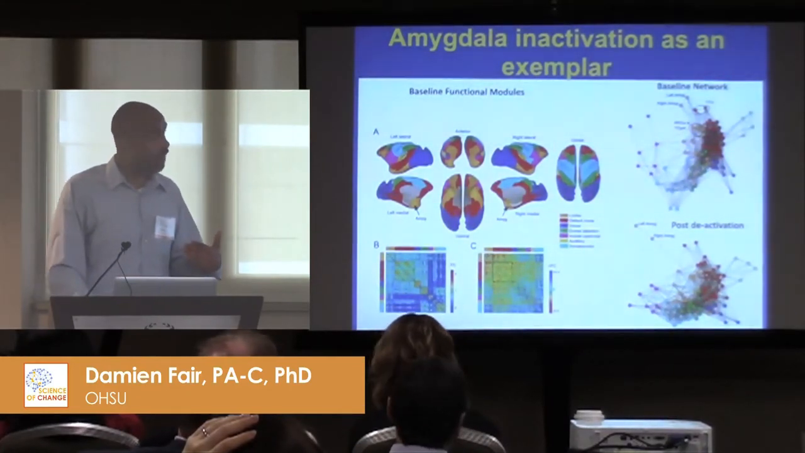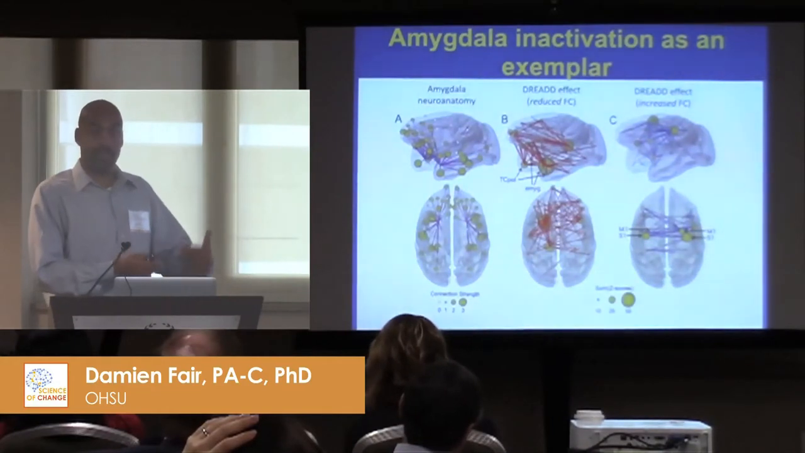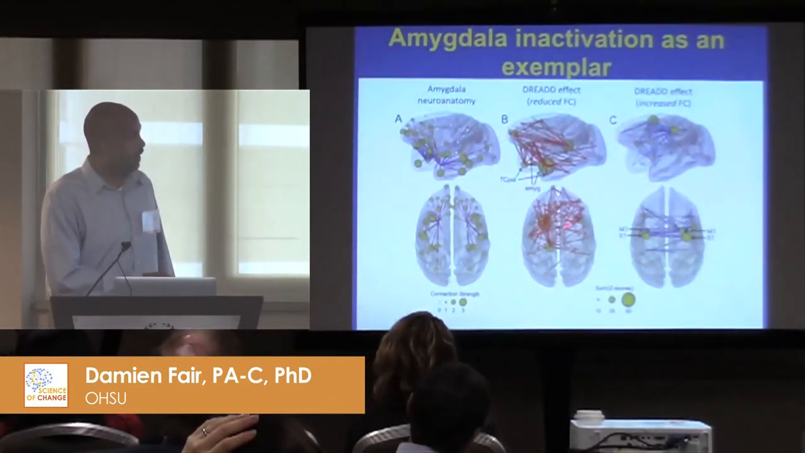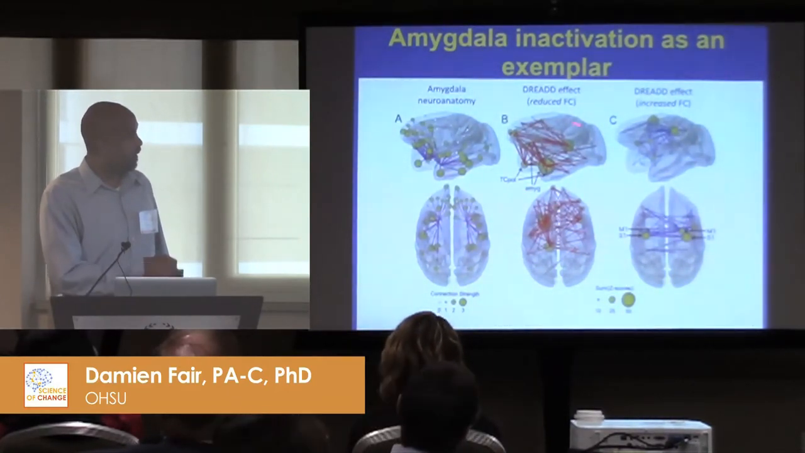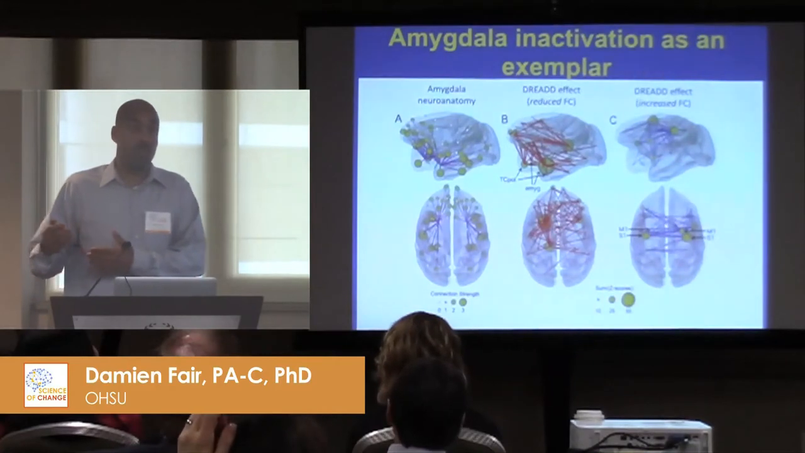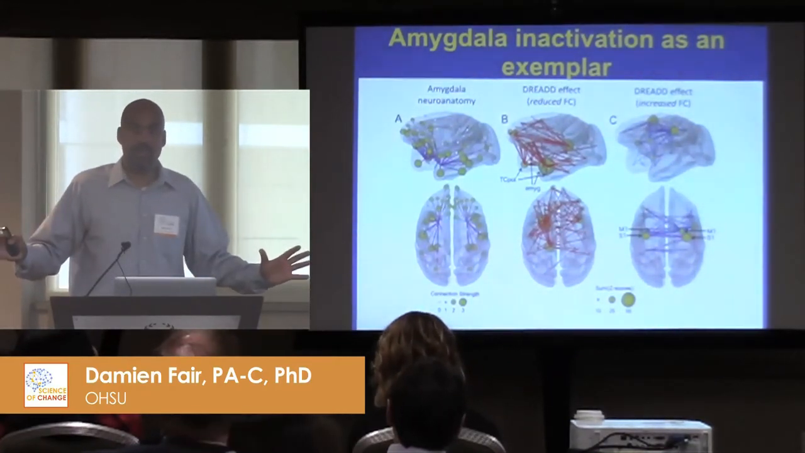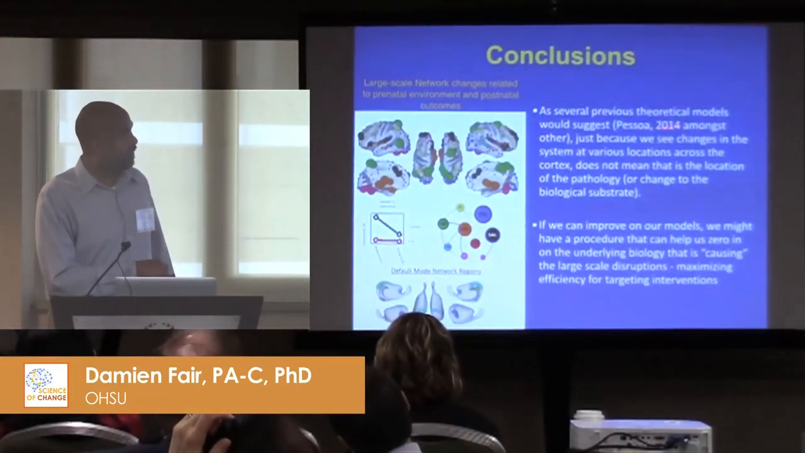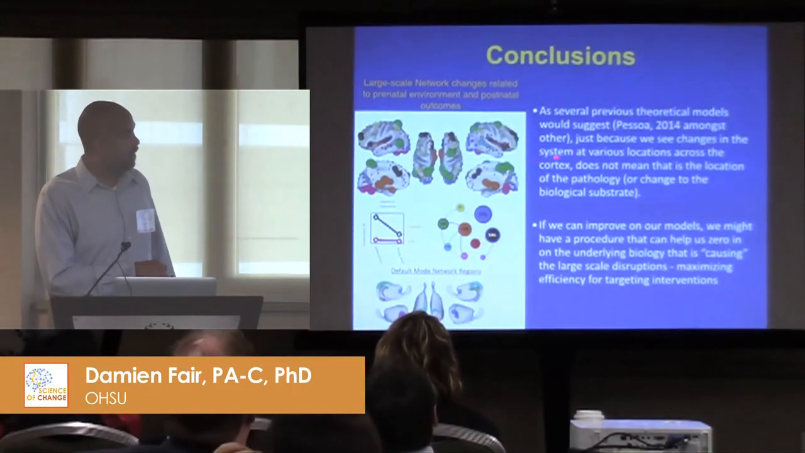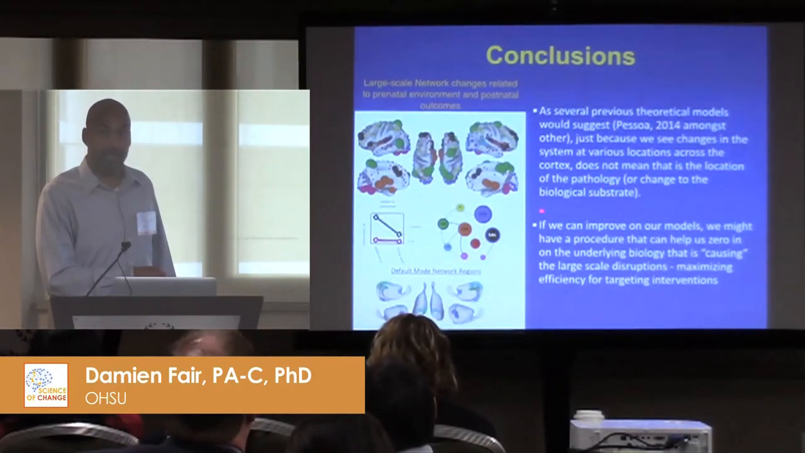And in fact, if you take a difference map between the two systems, this is the anatomical connectivity, this is the monosynaptic connection. You can see these are reduced after DREADDs, and these are actually increased. So what that tells us is that these regions that are close to the monosynaptic connection are decreasing, but there are other changes in the system way distant topologically that are changing as well. Okay? So what this is telling us is that, as previous models have suggested, just because we see changes in the system at various locations across the cortex with our non-invasive measurements, does not mean that that is a location of the pathology or the change in the biological substrate.